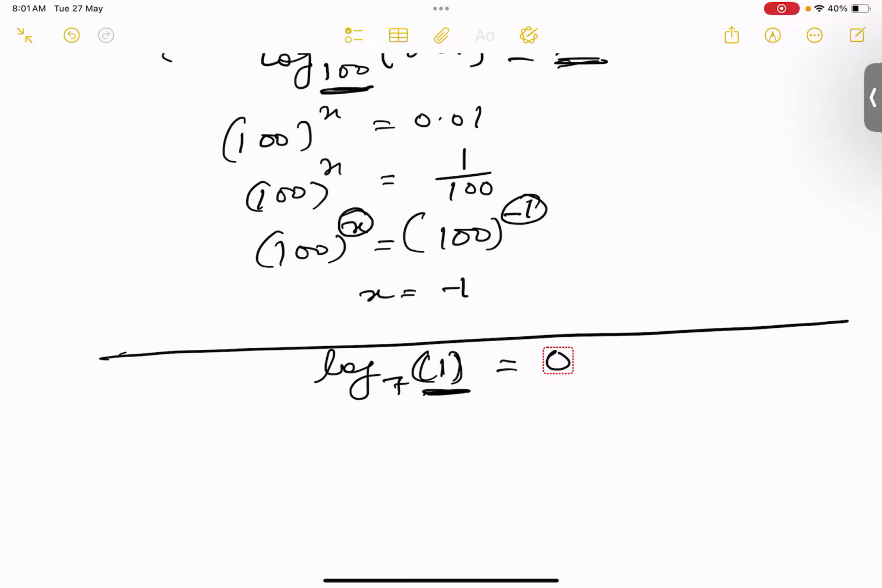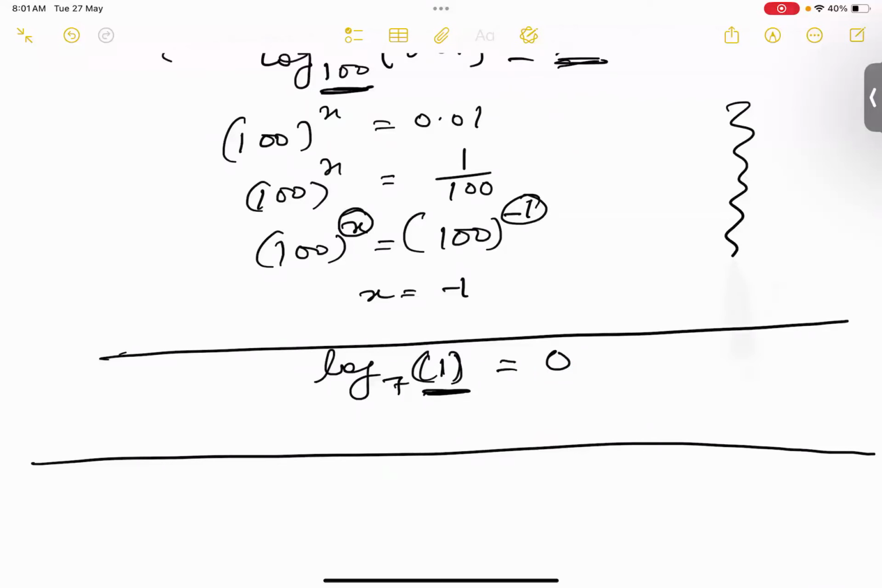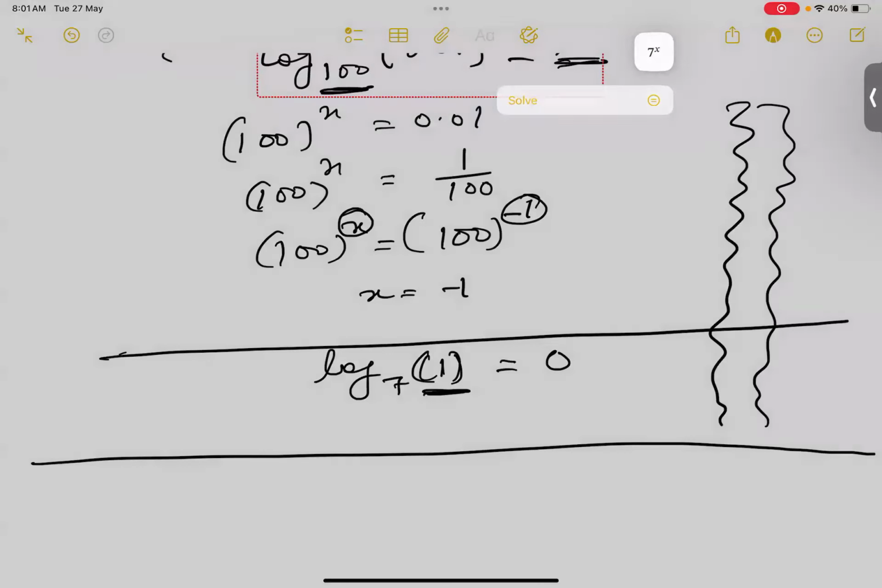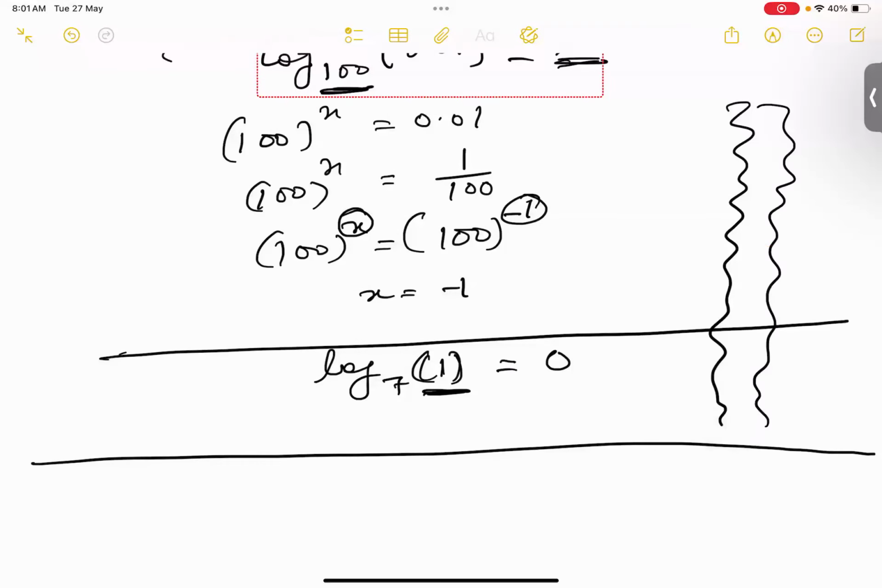This is all from the section of logarithm. Do you want me to solve more, or will this do? I don't want to focus too much on this section, because usually they don't tend to ask much from this section. Sir, enough.